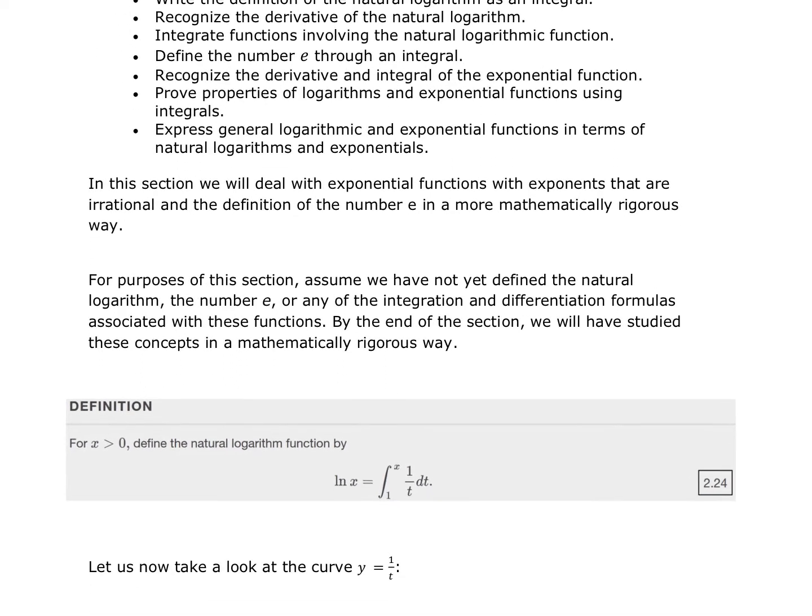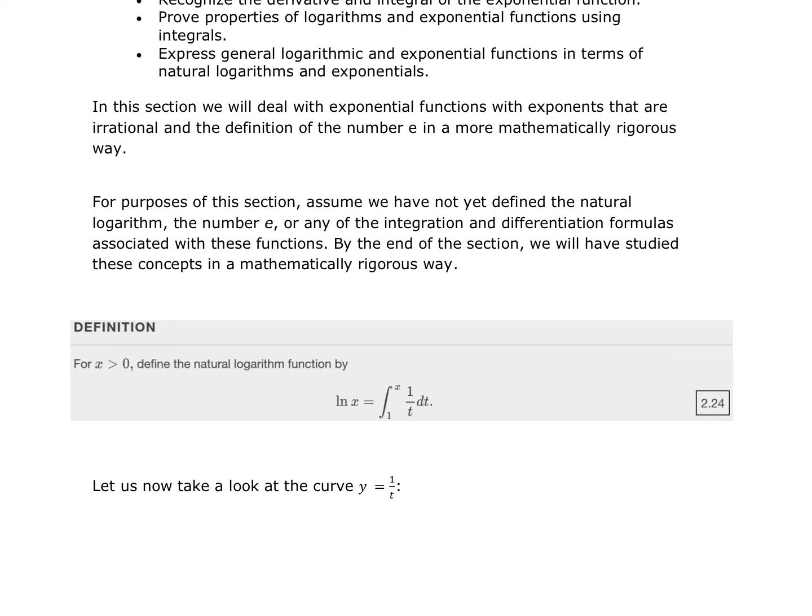So assume that we have not ever defined a natural log or the number e or an exponential. I know we defined it in pre-calculus 1, but let's just assume we've never done that before. So for x greater than 0, let's define the natural log of x as integration from 1 to x of 1 over t dt.